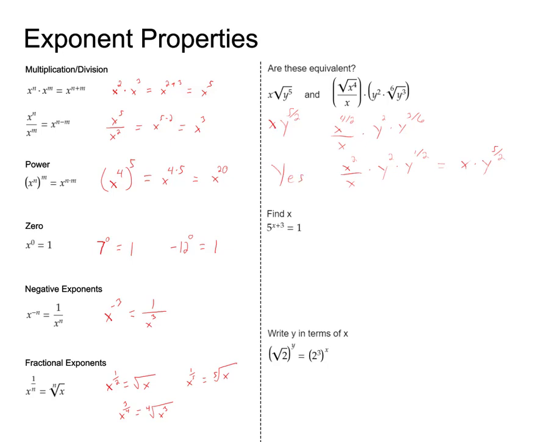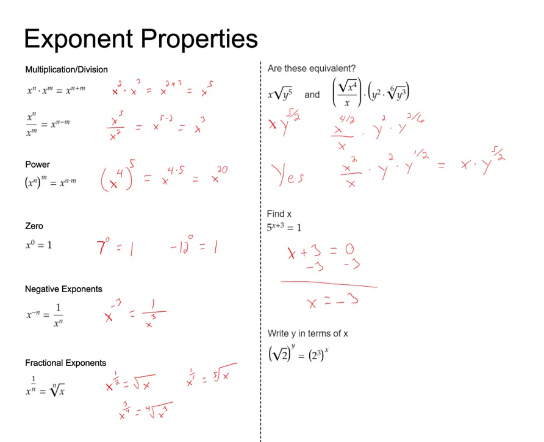Next, we're going to find x. So 5 to the x plus 3 power equals 1. At first glance, this may look a little confusing because we have one side with an exponent and the other side is just 1. But if we remember the 0 property, anything to the 0 power is equal to 1. So all we need to do then is set x plus 3 equal to 0, because if we can make that exponent 0, then 5 to the 0 will equal 1. So we'll subtract 3 from both sides, of course, and this will just be x is equal to negative 3.